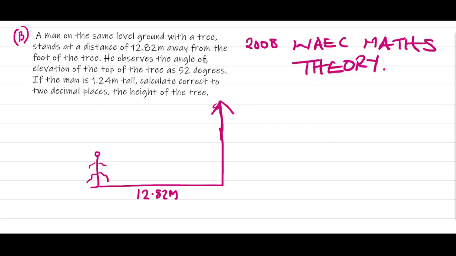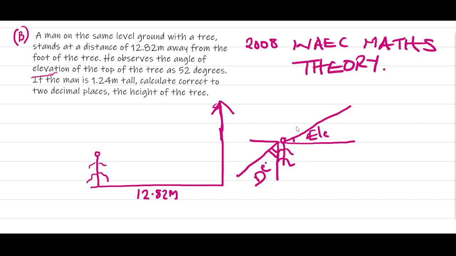He observed the angle of elevation of the top of the tree as 52 degrees. If you are standing and you are observing a very high place, the angle your eye forms with the straight line here is the angle of elevation. On the other hand, when you are on the top looking down at something, the angle you make here is the angle of depression. So this is the elevation and this is the depression.